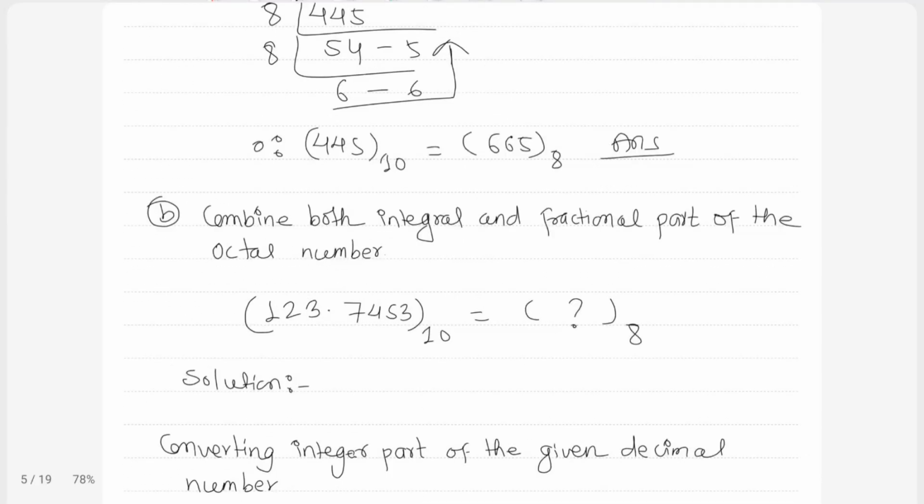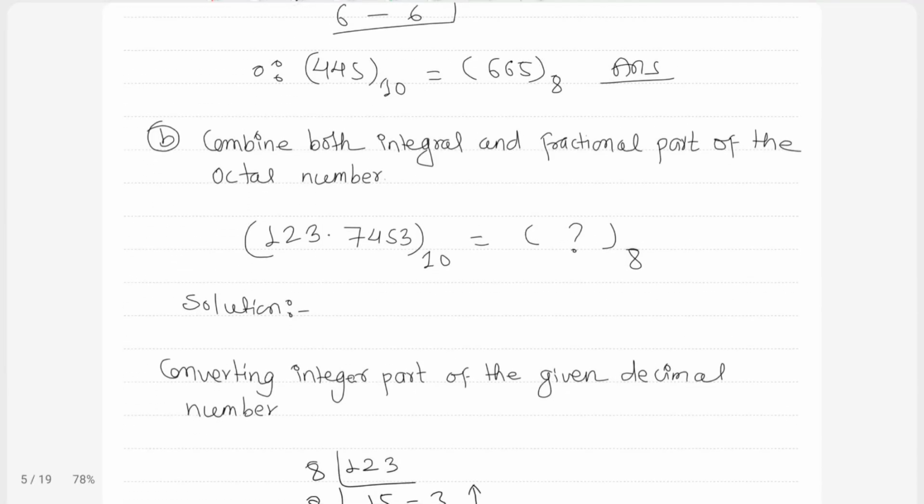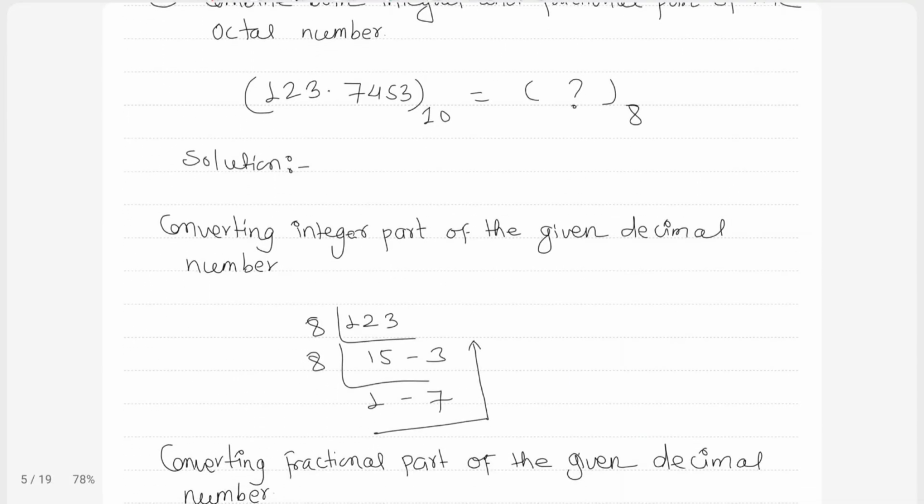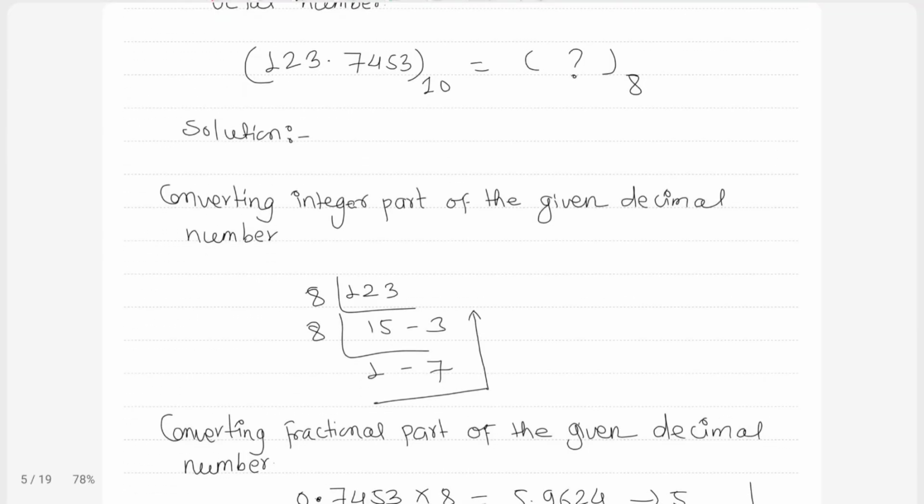Now the integer part and fractional part of an octal number. When we have an integer part and a fractional part, first of all we take the integer part. The integer part we divide by 8, and the fractional part we multiply by 8. First, dividing, there is a remainder 3. Then 8 into 1 means 8, remainder is 7. So we write from bottom to top, which means reverse order.